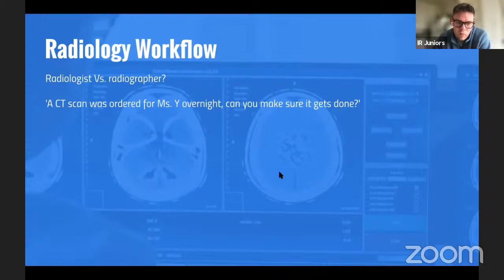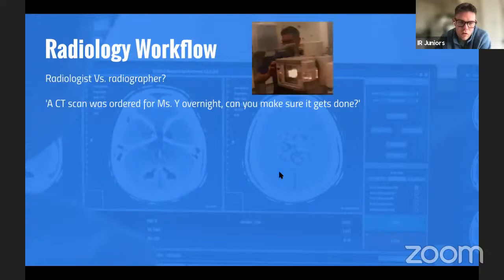So just the next point is, this is something that will often happen at handover. You'll be told that we ordered a CT scan overnight for this patient. Can you make sure it gets done? So the scan is ordered, but non-urgently, and it's about figuring out the logistics of how you then bring that scan forward and get it done. I guess the important thing is you want to make sure that the scan was ordered on the right patient and clarify that with the colleague who's handed this over.